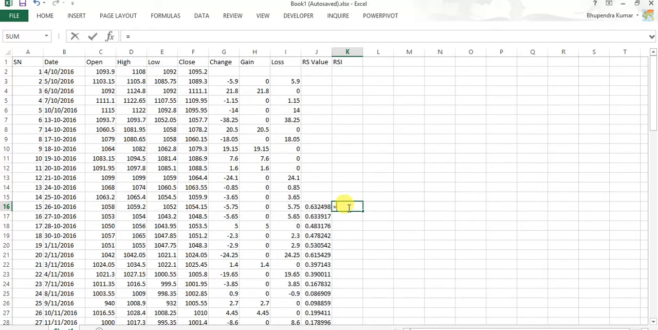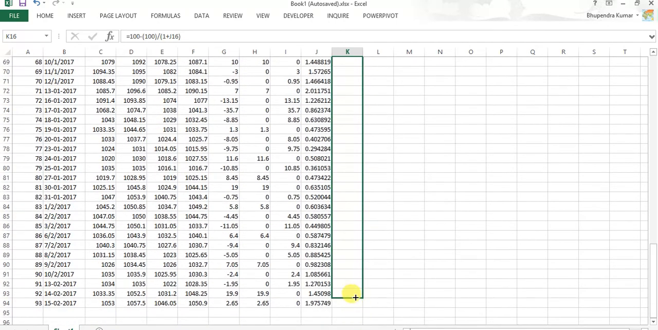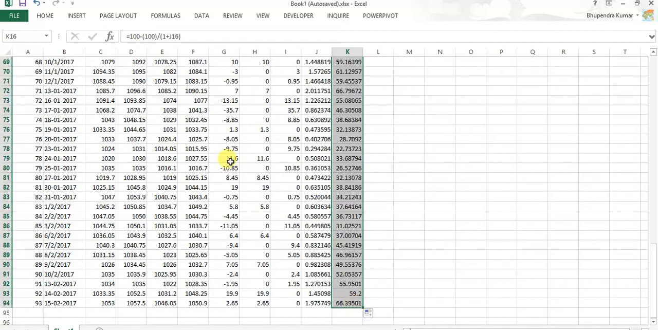And now simply we have to calculate RSI. RSI gives us a value between 0 and 100. That's why it is 100 minus, in brackets, 100 divided by 1 plus RS value. This is 38.78. Now we check up to whatever values we want to check, and now we just draw a diagram.